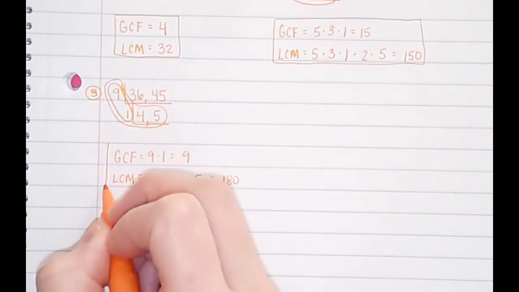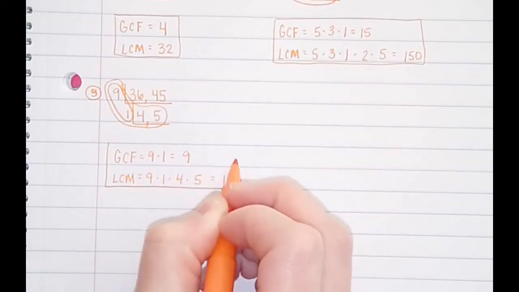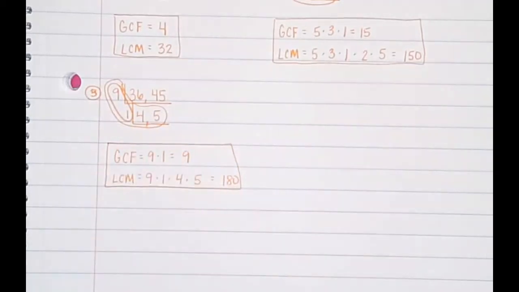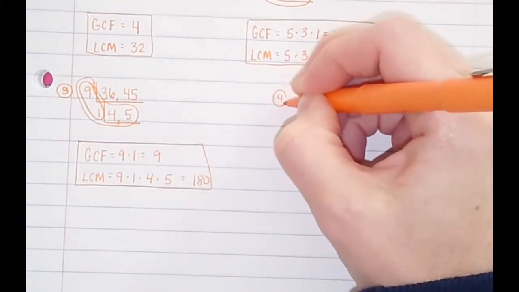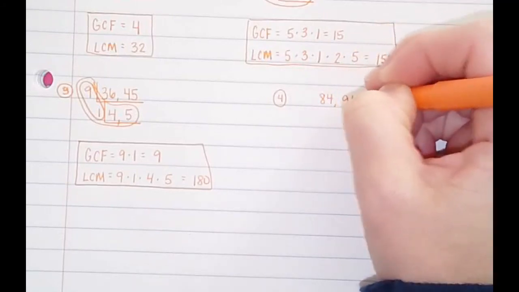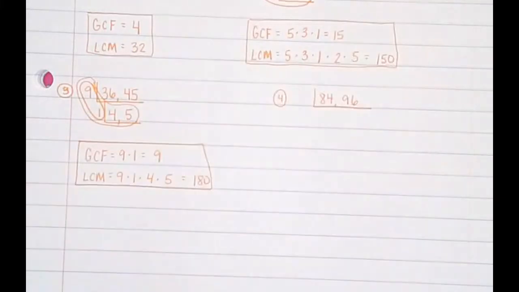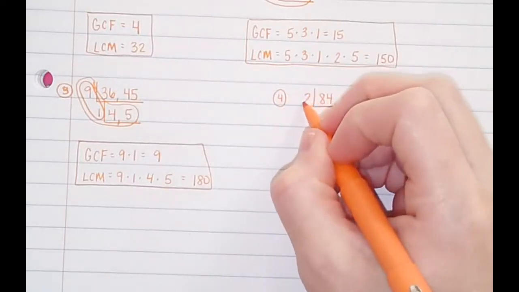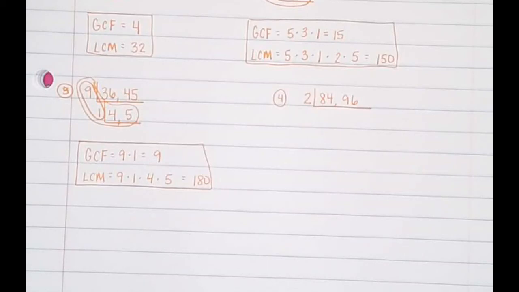All right. All right, one more. Let's do 84 and 96. Not numbers that are very common to us. Okay. Well, sometimes you just kind of have to start wherever you know. And I don't know much about 84 and 96, but I do know that both of them are even. So I know that 2 has to go into both. So I'm going to start out here. All right. So 84 divided by 2 is going to leave me with 42. And then 96 divided by 2 will leave me with 48.